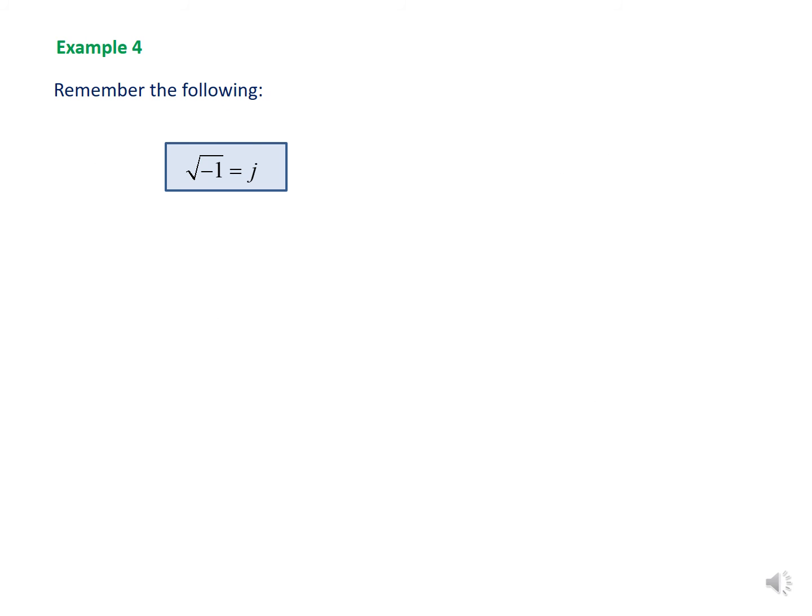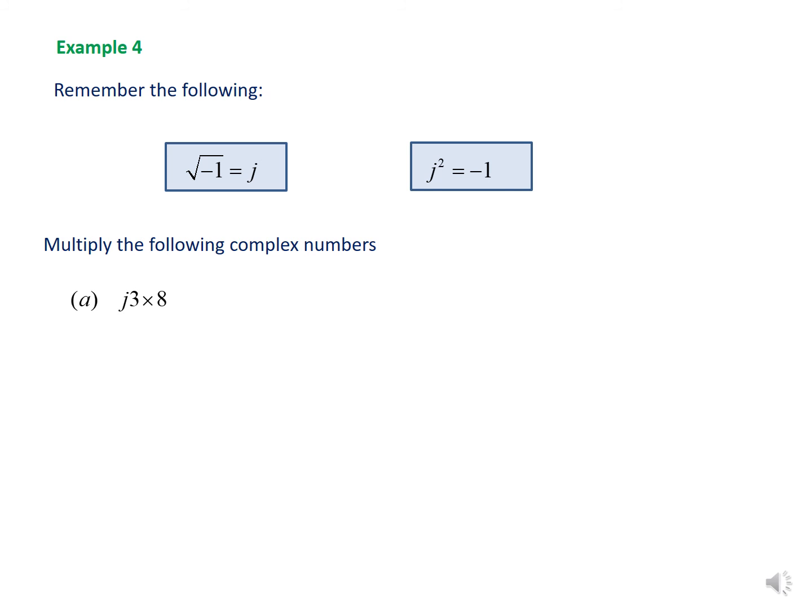Example 4, remember that j is the square root of negative 1, so therefore j squared is minus 1. So going to multiply some very straightforward complex numbers. If we have j3 and we're multiplying it by 8, it's simply j24.